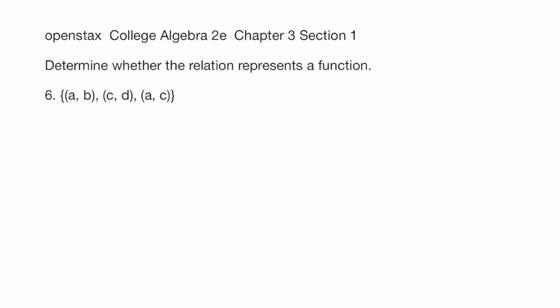Okay, let's take a look at what the inputs are. The inputs are the first coordinates. So the inputs, okay? So we have an A, a C, and another A. So that means that each input doesn't have exactly one output, right? The inputs are not allowed to repeat.